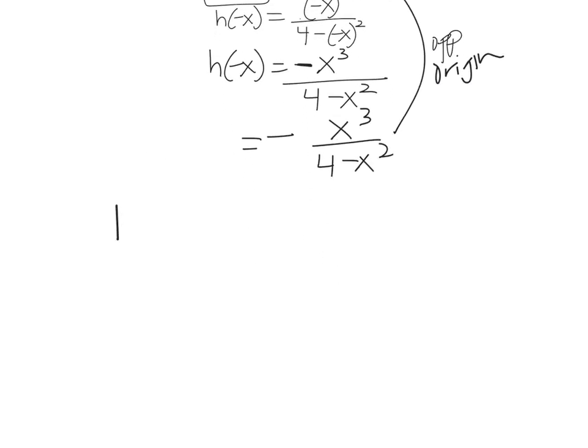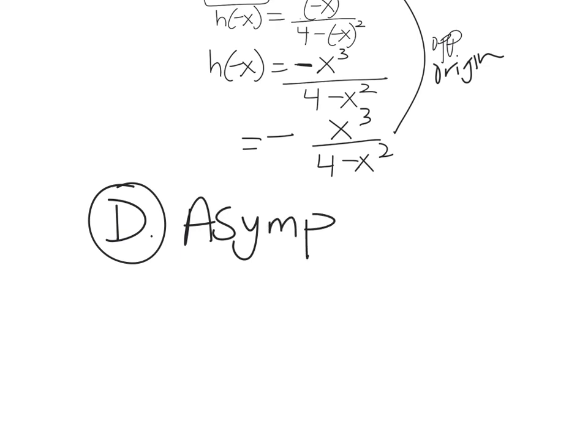Okay, last part. Letter D. Asymptotes. Asymptotes come in all shapes and sizes. There's some fat asymptotes. There's some thick asymptotes.